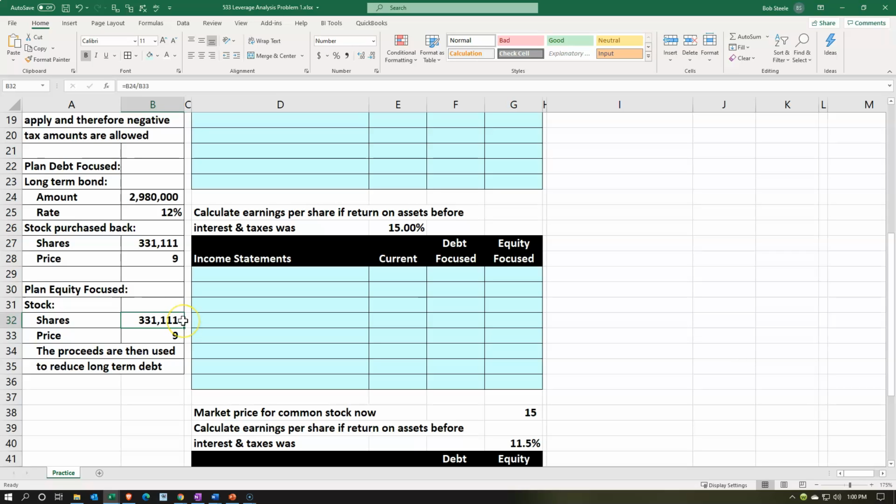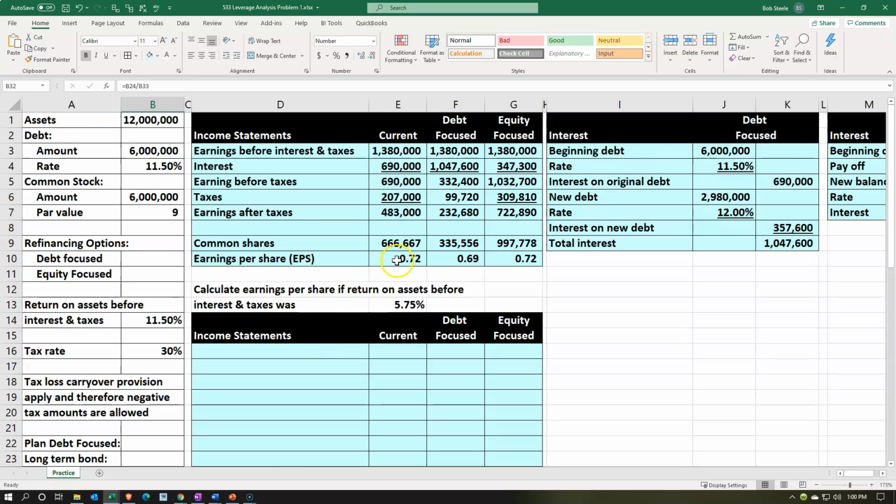Or option 2, equity focused. We then issue stock 331,111 at the $9. Take that money and then pay off the debt, meaning we end up with more shares outstanding, more financing through equity and less through debt. This was our first scenario.